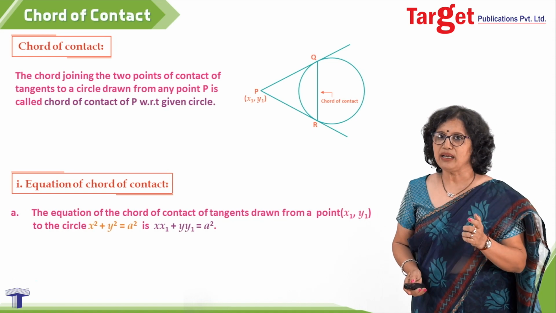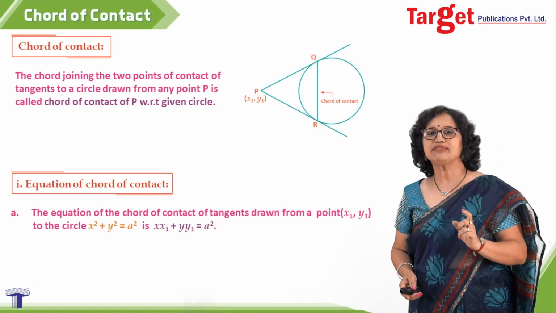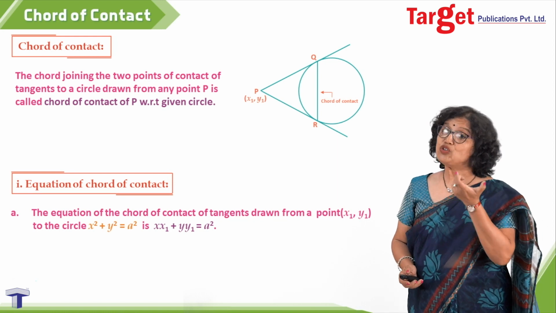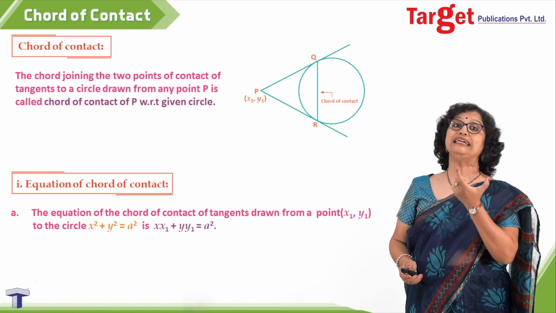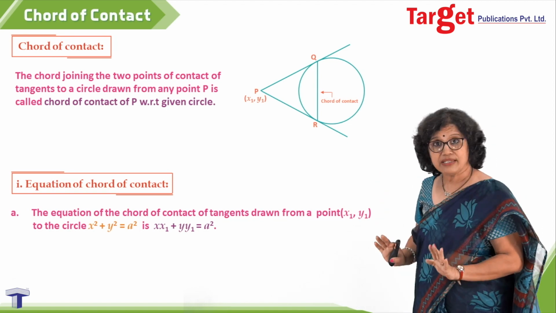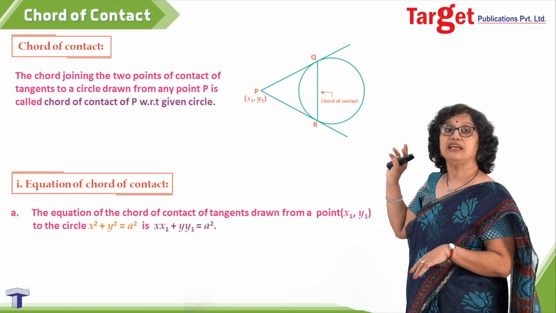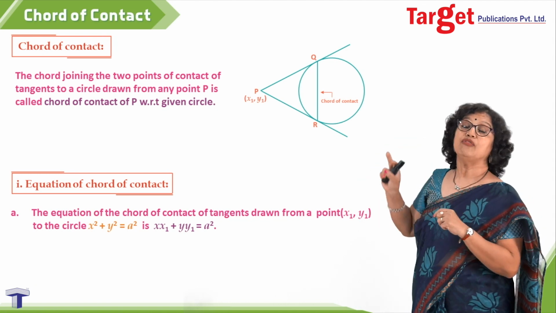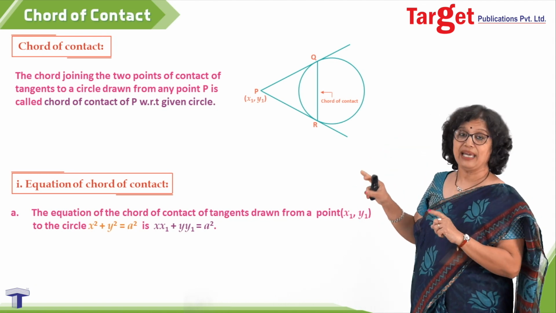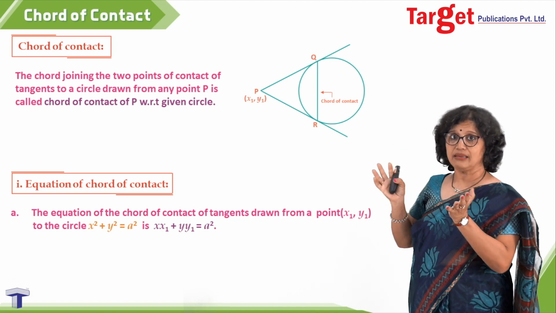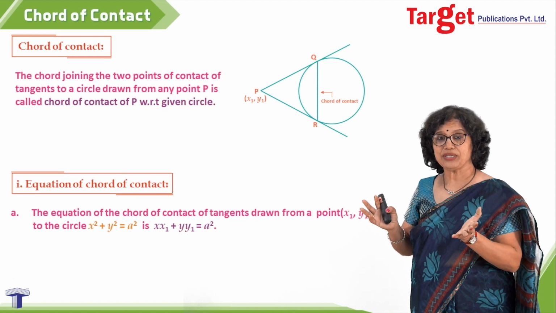Just stretch your mind and answer where we have seen this x x1 plus y y1 equal to a square. This was also the equation of the tangent at point (x1, y1). Mind you, please, the difference here is (x1, y1) is not on the circle where you have drawn the tangent. From the outside point P (x1, y1), we have drawn two tangents. Please see the difference between the two situations.